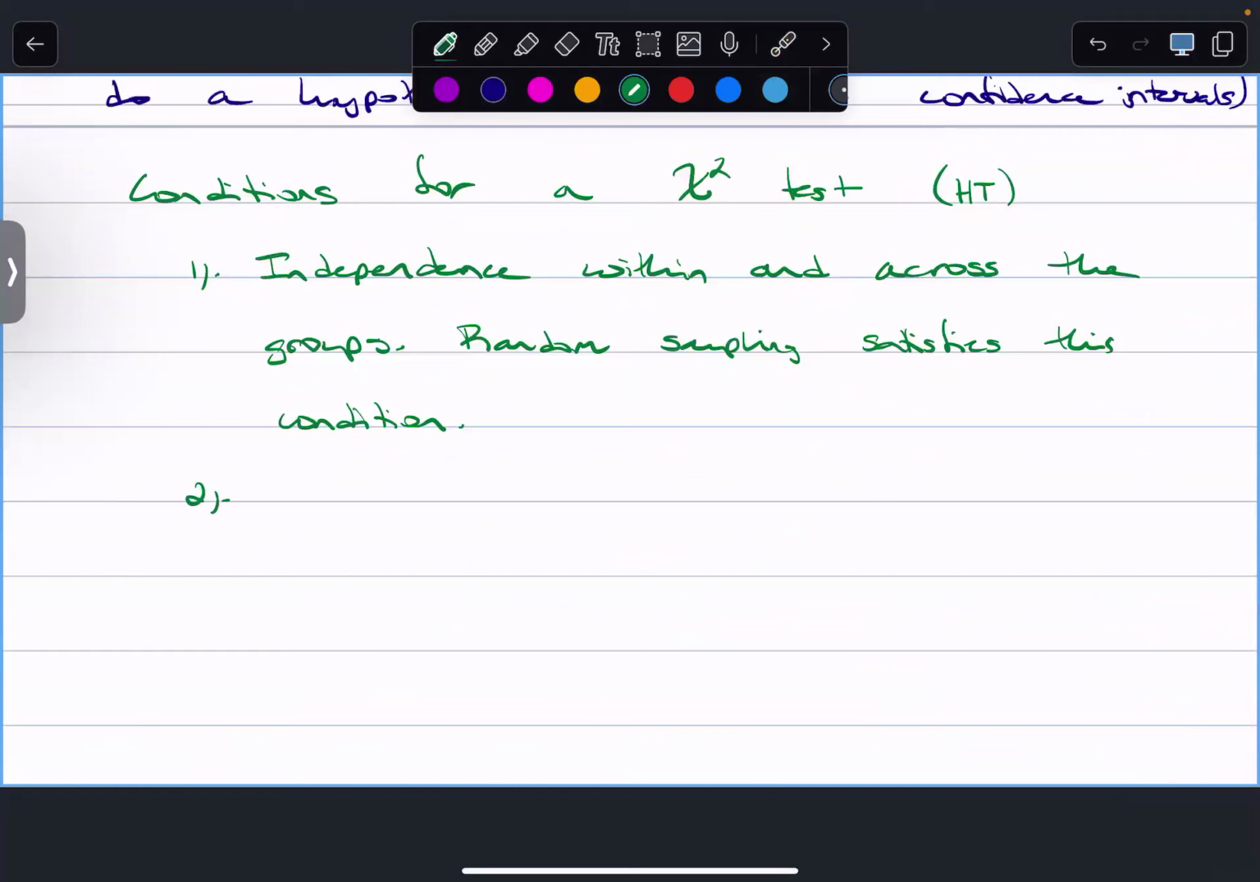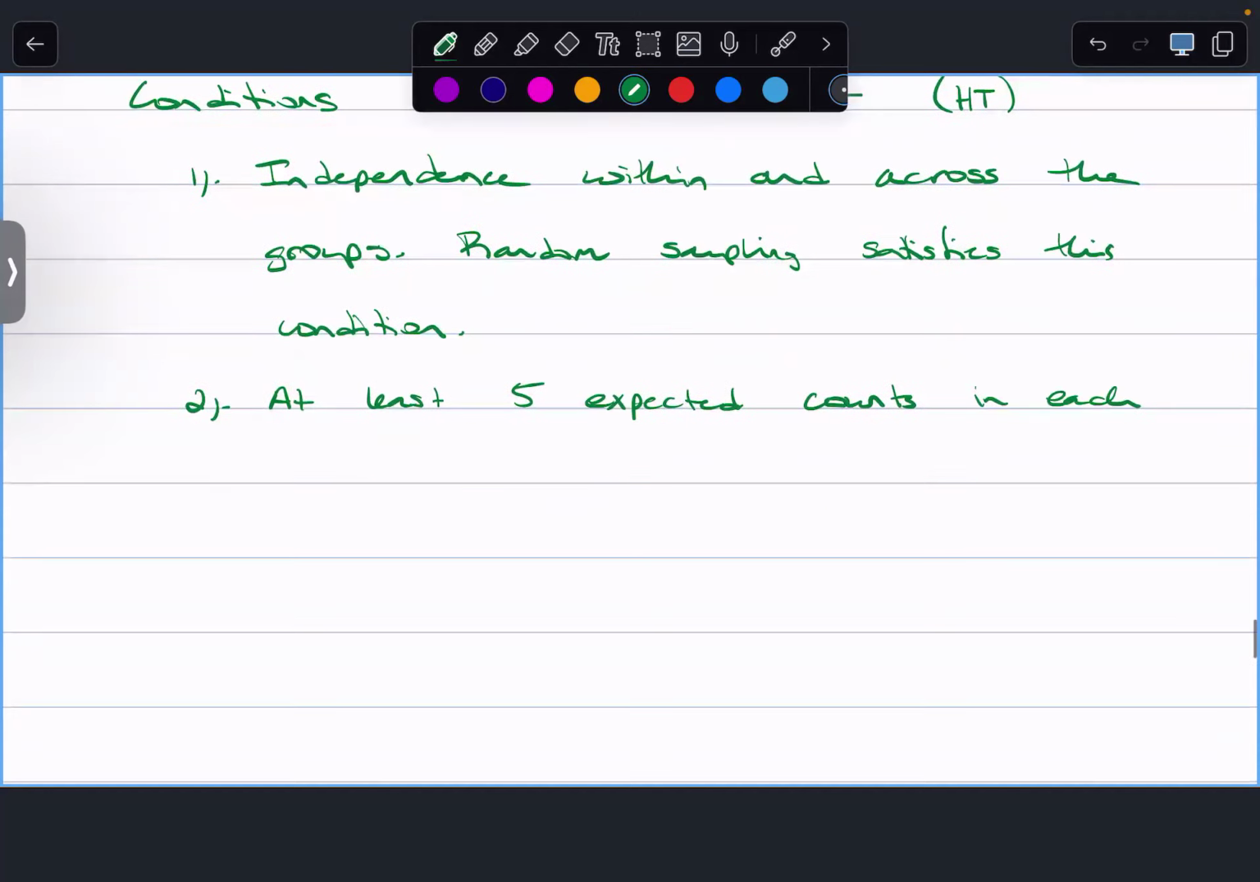The second condition, which is different from, but not that different from the sample size condition that we've had in the past, is that we have to have at least 5 expected counts for each category. So at least 5. And I don't know why it's not 10 to match the others, but that's okay. At least 5 expected counts in each category.